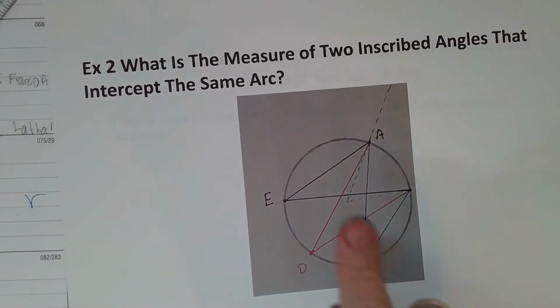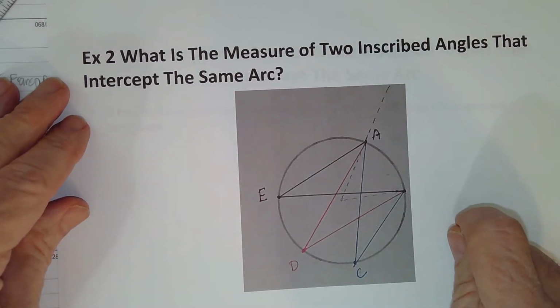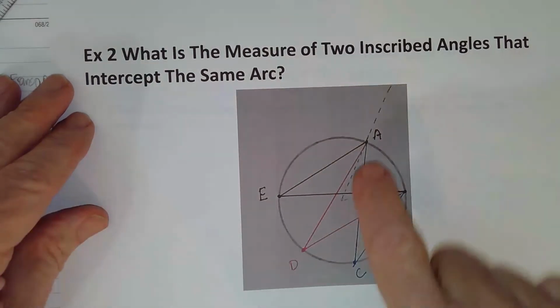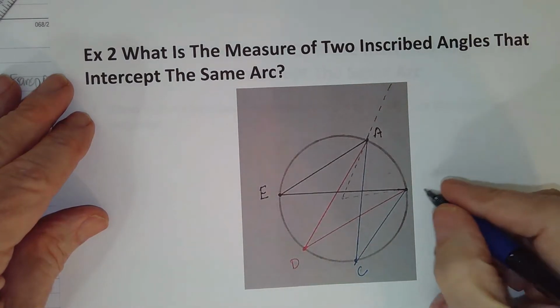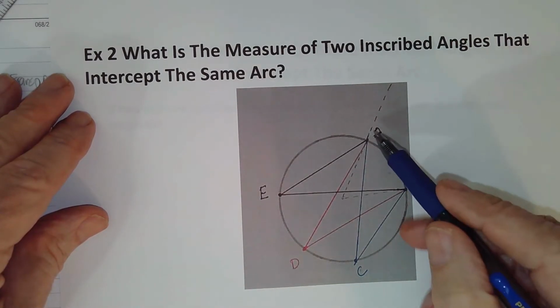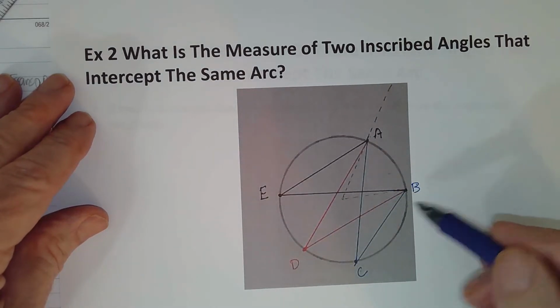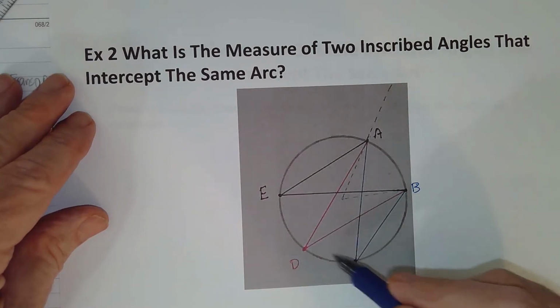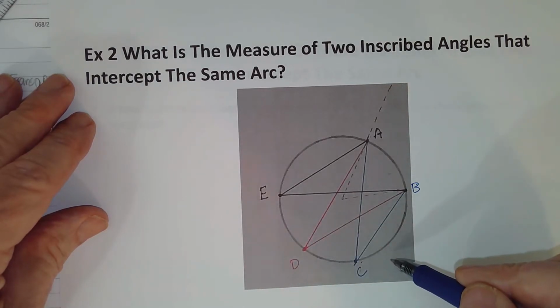Okay, so what is the measure of two inscribed angles that intercept the same arc? Okay. Well, we don't know. Here's actually 3 inscribed angles. I've got angle AEB, ADB, and ACB. Okay. 3 inscribed angles. How do I know they're inscribed angles? It's because they all have vertices that are on the perimeter. That makes them the inscribed angle.